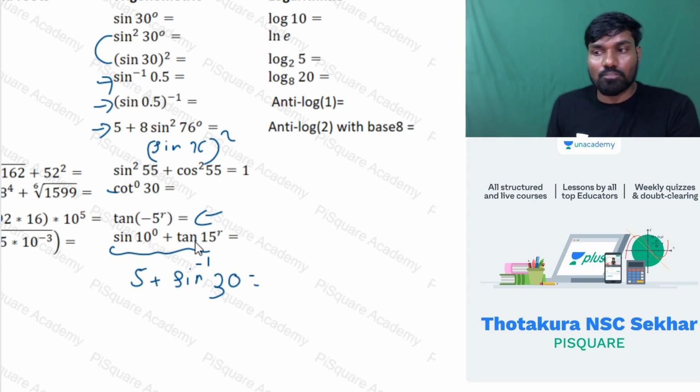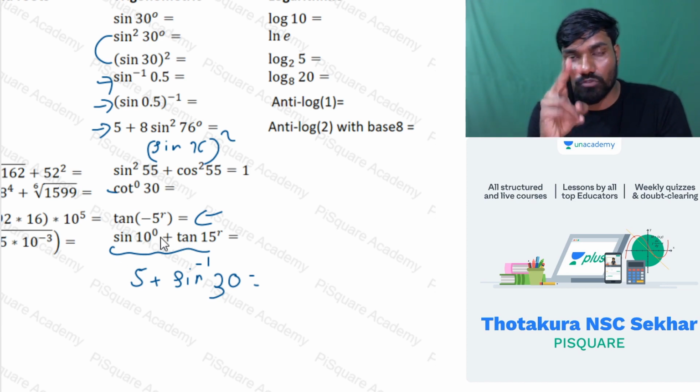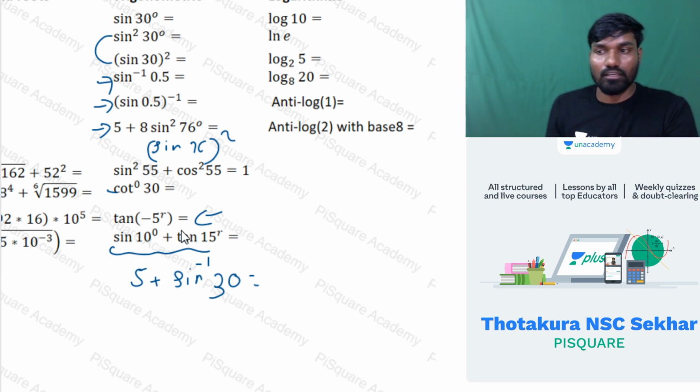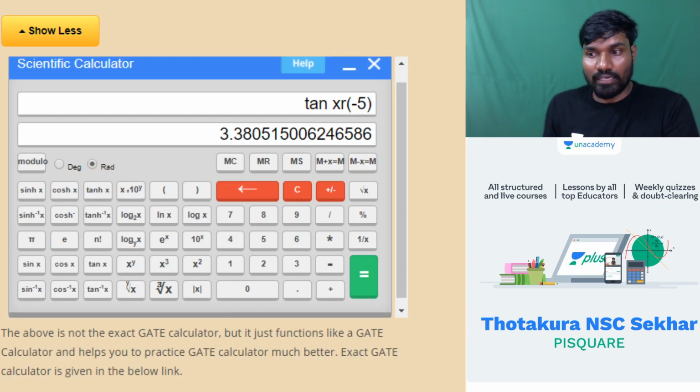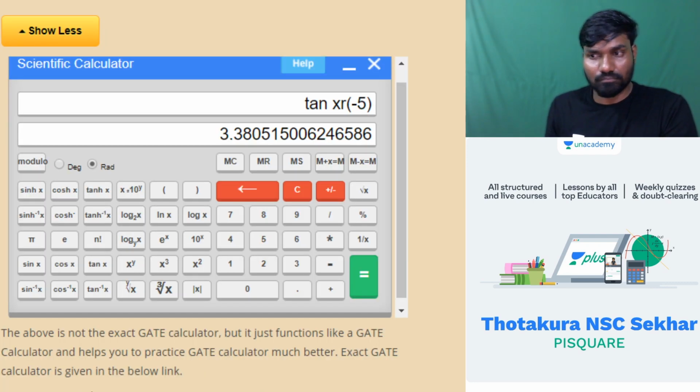Sine 10 degrees plus tan 15 radians. This is a combination of degrees and radians, which you cannot do directly with the GATE virtual calculator. If you enter 10, keep it in degree mode, and when entering the other, keep it in radian mode, it will not work. So how do you perform this then?